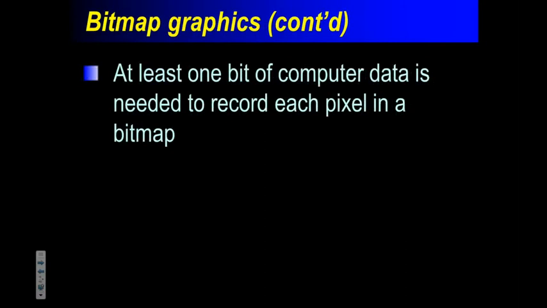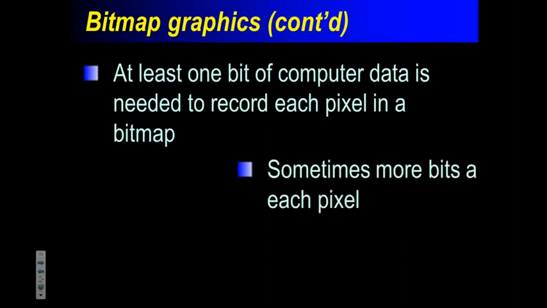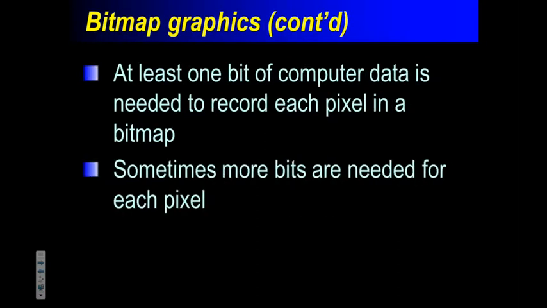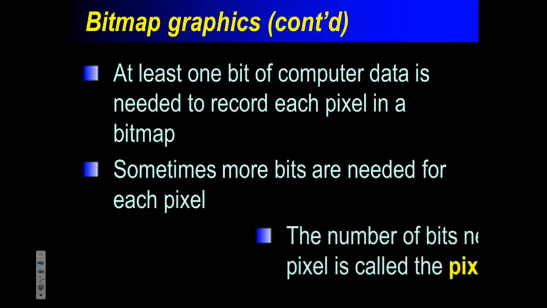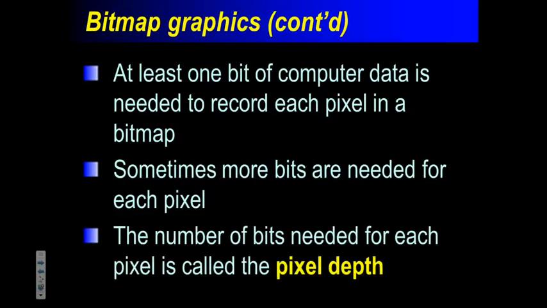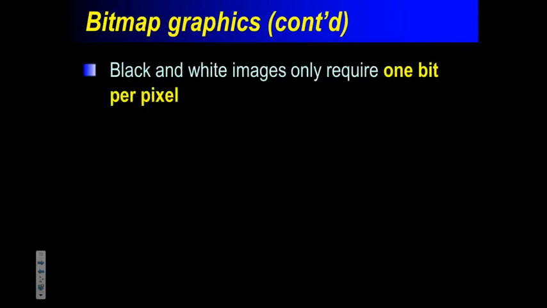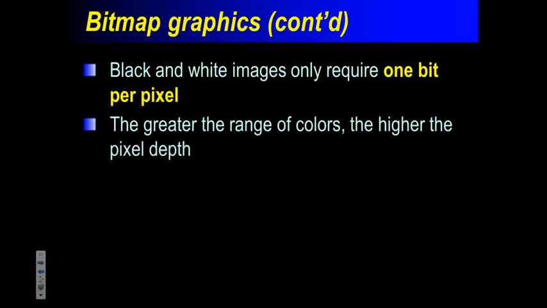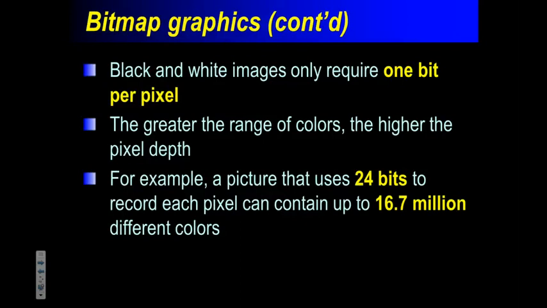One pixel per map point, okay? And then more bits per pixel depending on the colors, right? Or the pixel depth of that particular pixel. So black and white images, 1 bit per pixel, 1 or 0, okay? The greater the range of colors you're going to add to your image, the higher the pixel depth, right? So if you use 24 bits per pixel, you can have up to 16 million colors in your graphic.